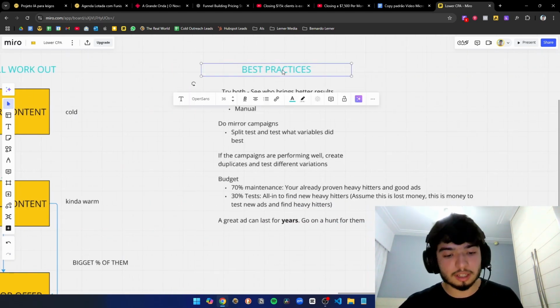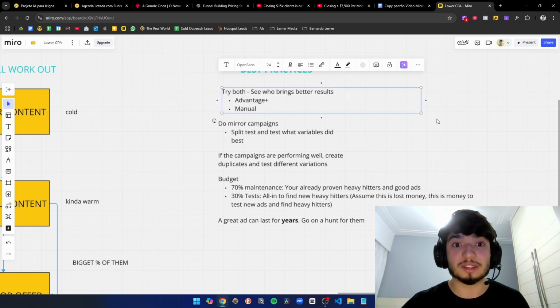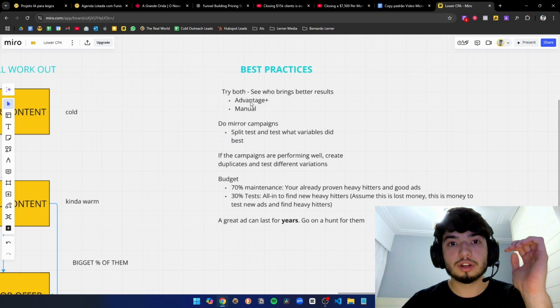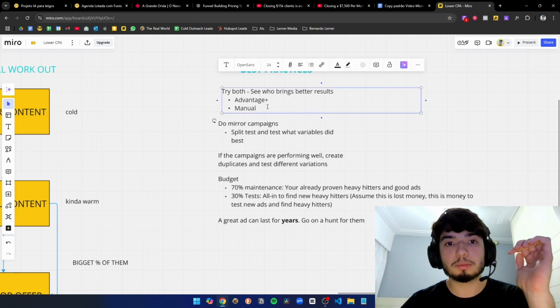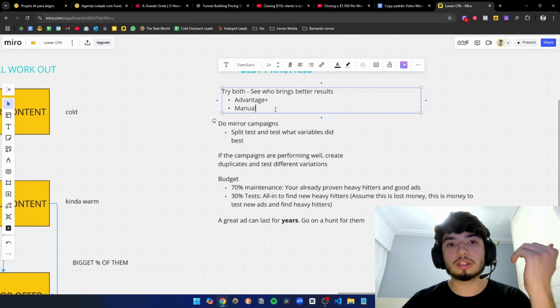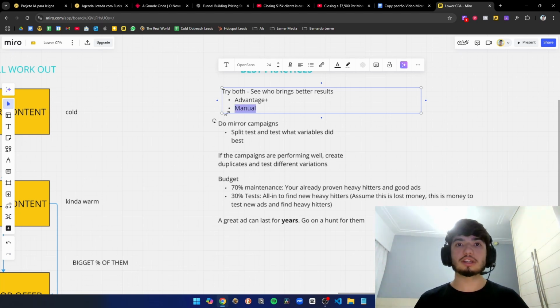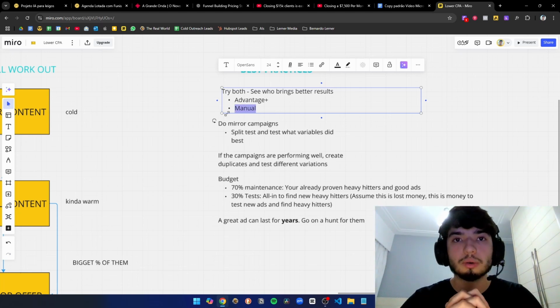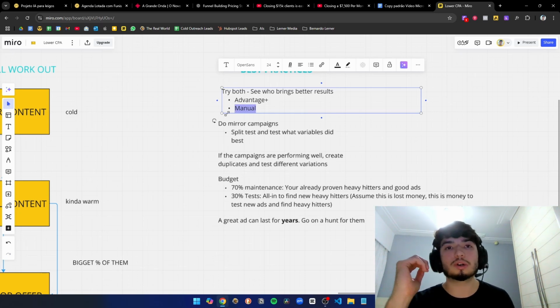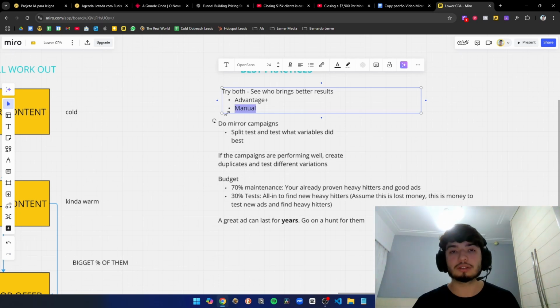So another thing is best practices. Best practices are to try both, Advantage Plus and manual, because it brings better results. I've heard that a lot of people tend to like the manual one because they are in control. This is for the ads manager, right? With the manual one, you're writing the interests down.